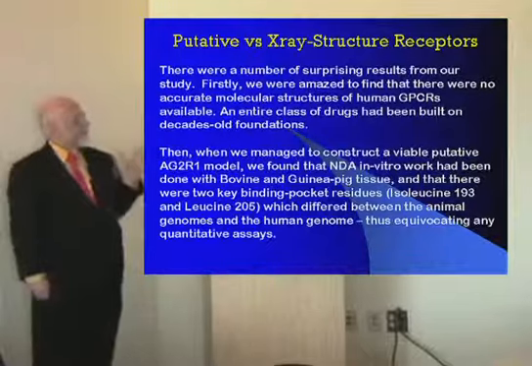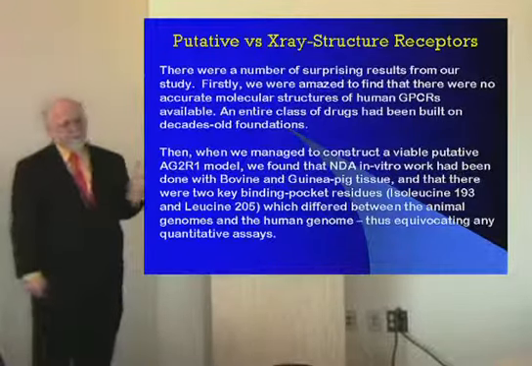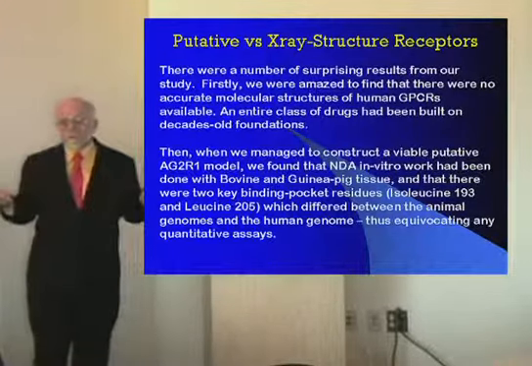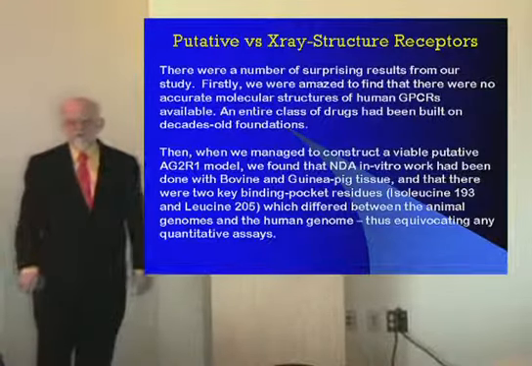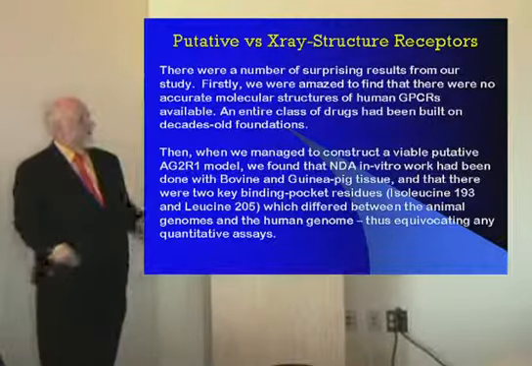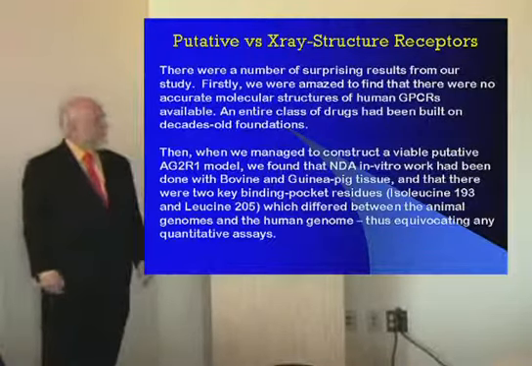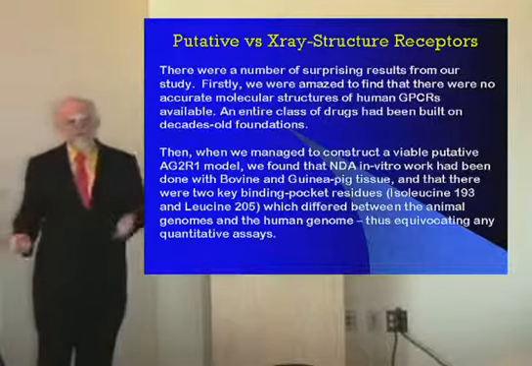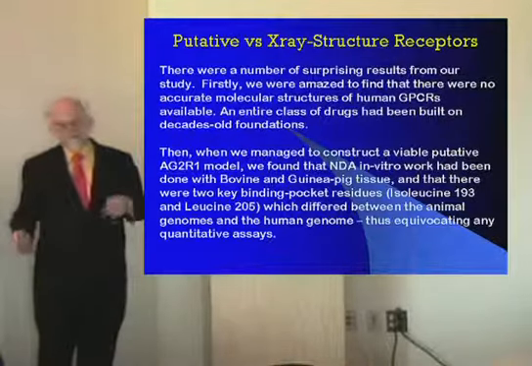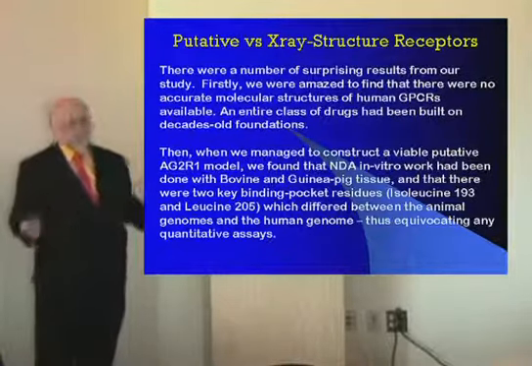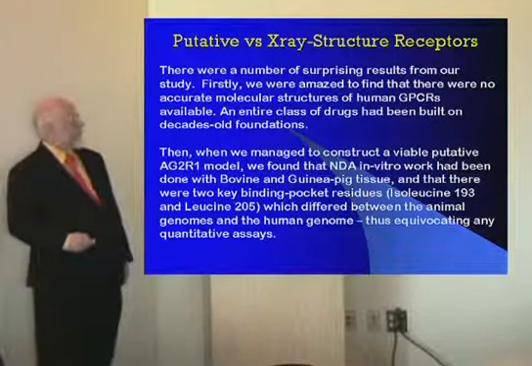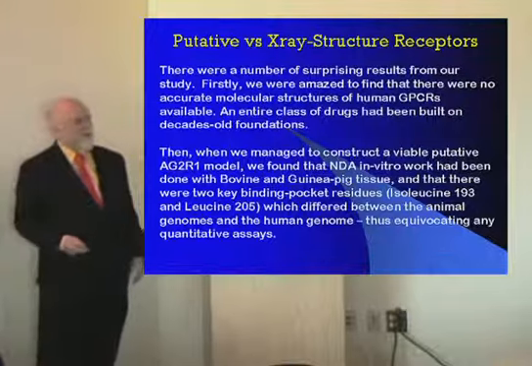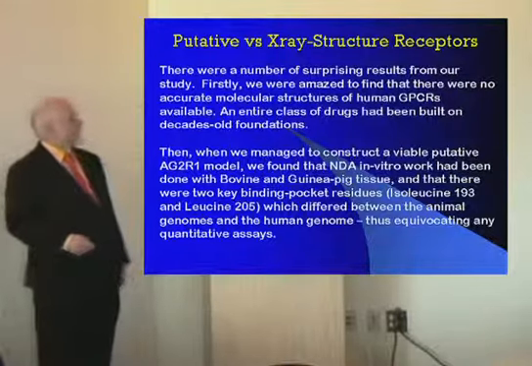Then, when we managed to construct a viable putative model, because we had to go back to fundamentals and ask, can we construct a model for the angiotensin II receptor that makes sense, that has the conserved regions in the right spot, that binds the molecules that we know, that binds the drugs that we know bind into it, and binds them with the correct affinities? That's what we call a putative model. Not verified with X-ray, but it gives us something to work from.